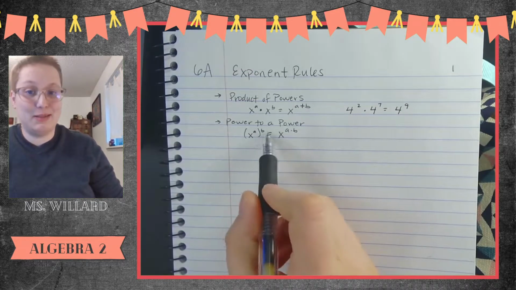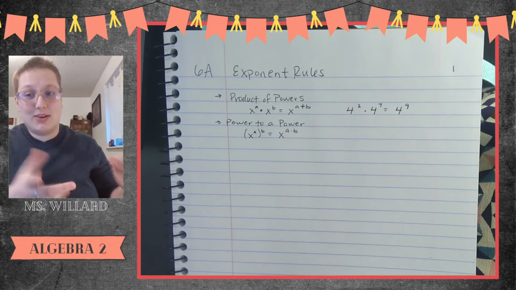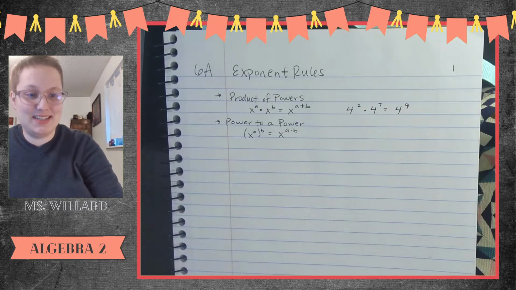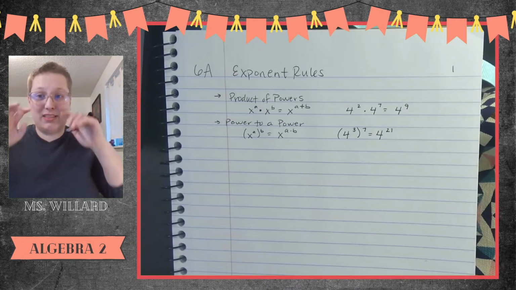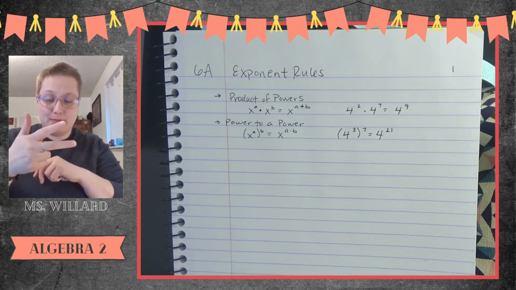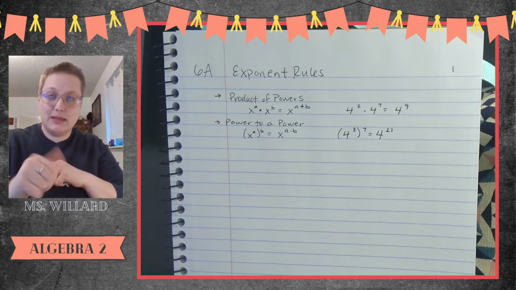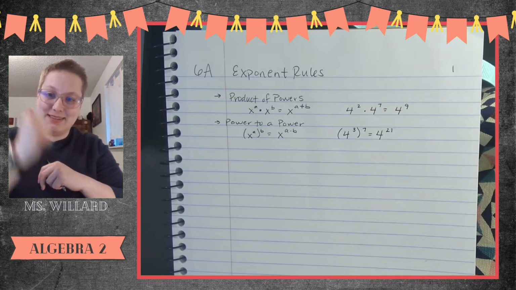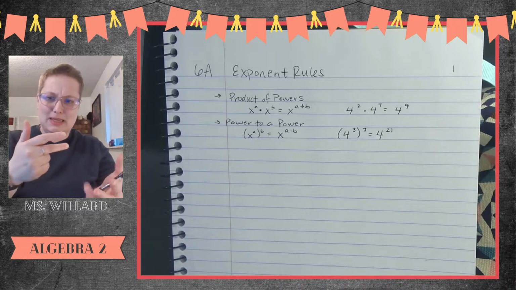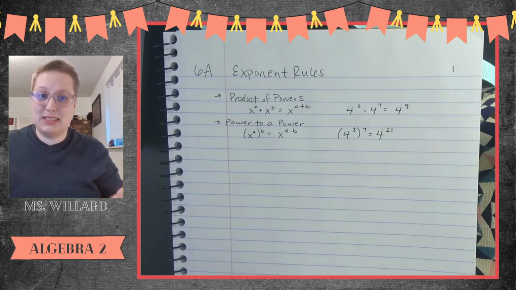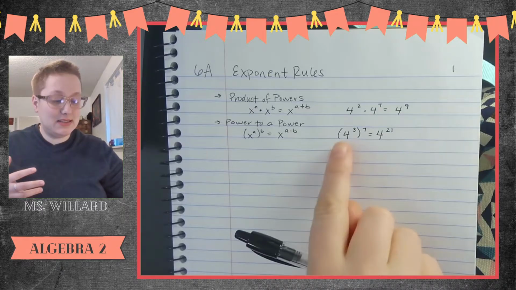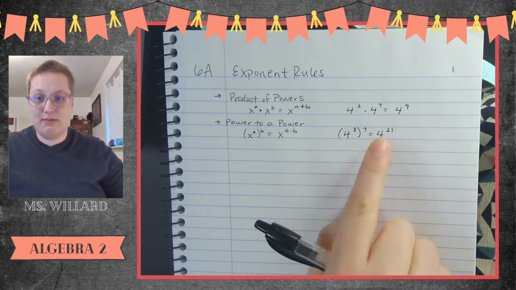Okay, now I'm doing powers to powers. So x to the a to the b is x to the a times b. Here's the example. I really don't want to write this out, but if I do 4 to the third to the seventh, I'm doing 4 times 4 times 4, seven times. And that means that there's 21 total 4s all multiplied together. So again, this base doesn't change. It just becomes 4 to the 21st power.